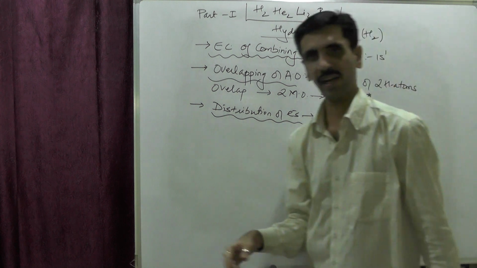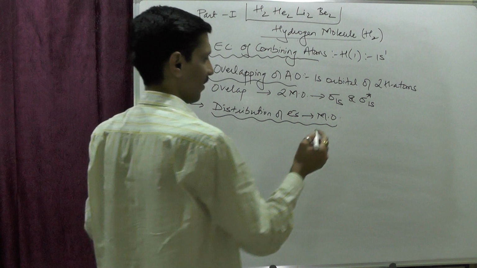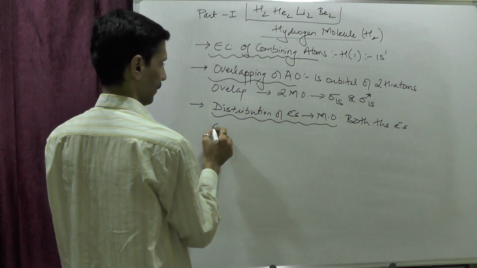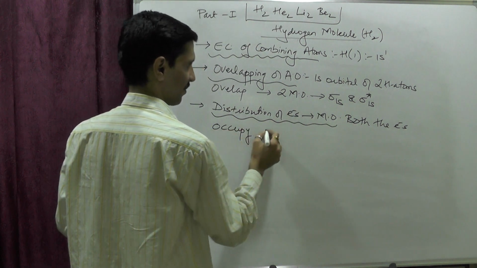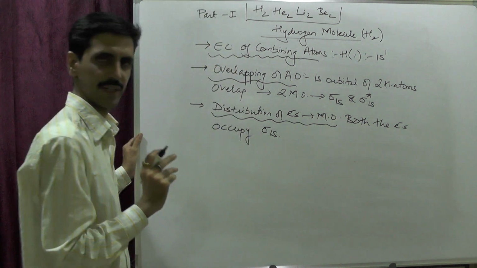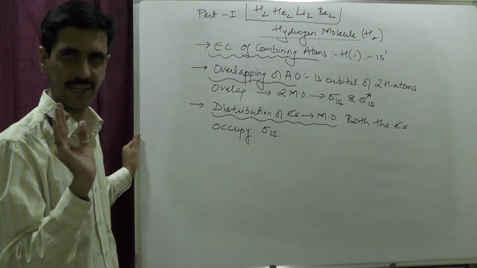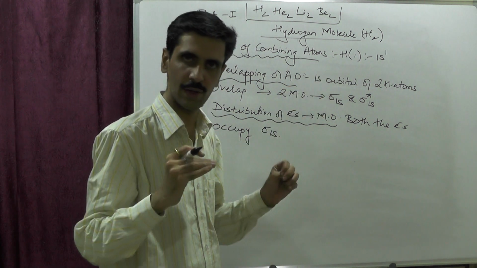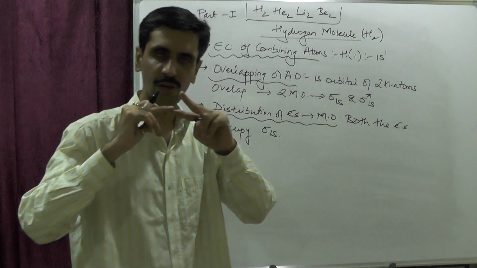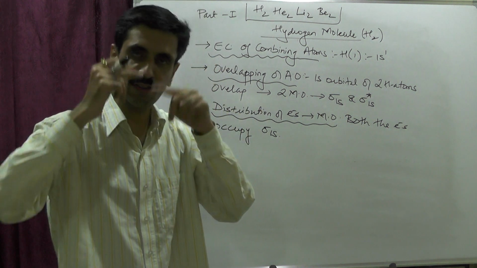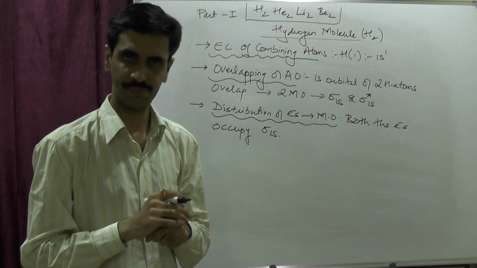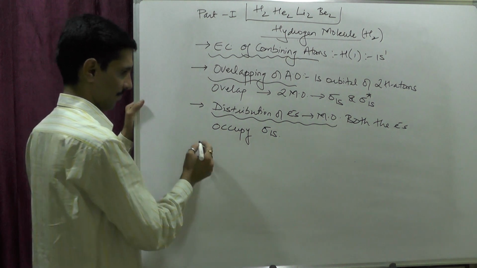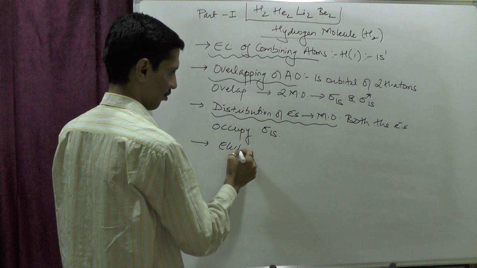Okay, so that is what we are going to say. In distribution of electrons, what we are going to say is both the electrons occupy sigma 1s, and sigma star 1s is vacant. So you have to remember these two rules. First, electron filling will always start from the lower energy molecular orbital. And the second rule, electron will not go to the higher energy level till the previous lower energy level is completely filled. Alright. So that was distribution of electrons in molecular orbitals. Next part, we talk about electronic configuration.